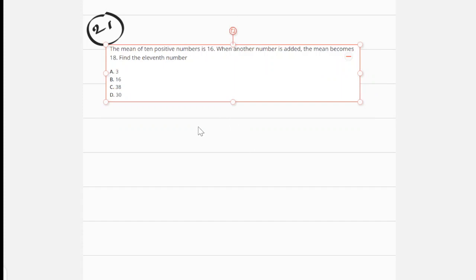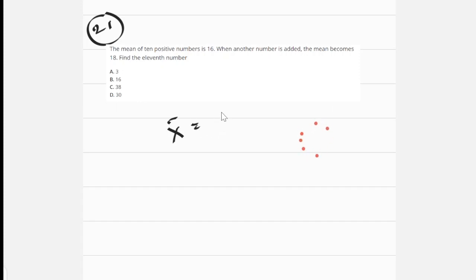So what do we mean by mean? The mean, which is denoted by x bar, is given by this formula: summation x divided by n. You understand now? That is, if you sum all the numbers you have in the set, then you divide it by the total number of data you have in the set. So we have that the mean of 10 numbers is 16.